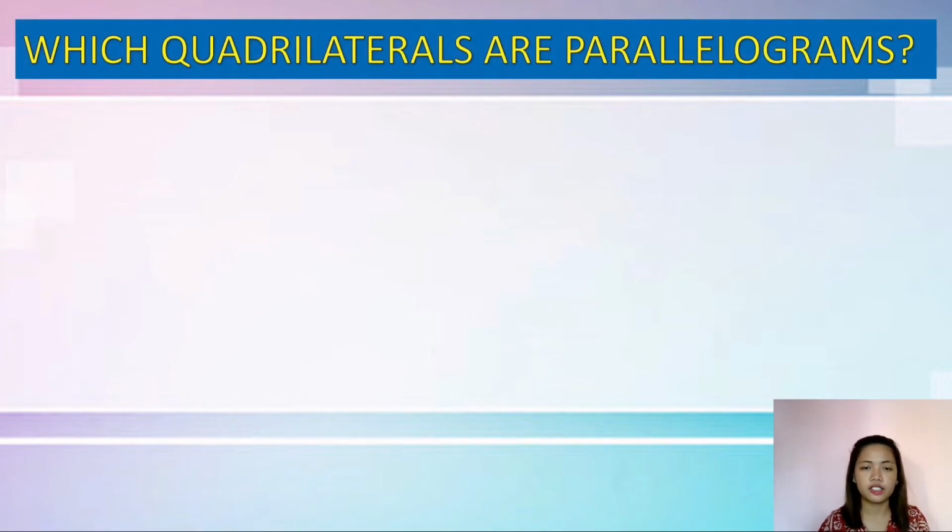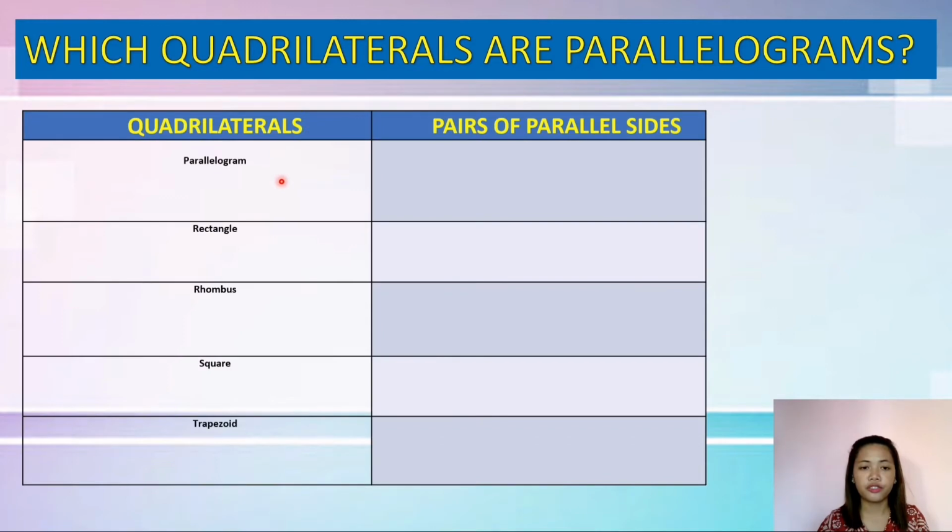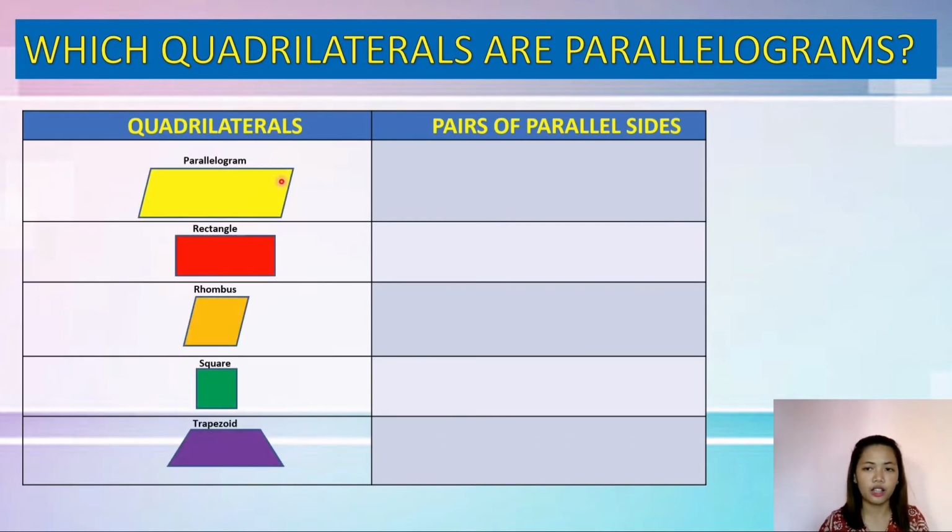Now, using the statement that a parallelogram is a quadrilateral with two pairs of parallel sides, let us identify which among the quadrilaterals mentioned in the song are parallelograms. On the first column of this table, we have the quadrilaterals: parallelogram, rectangle, rhombus, square, and trapezoid. Of course, a parallelogram has two pairs of parallel sides.